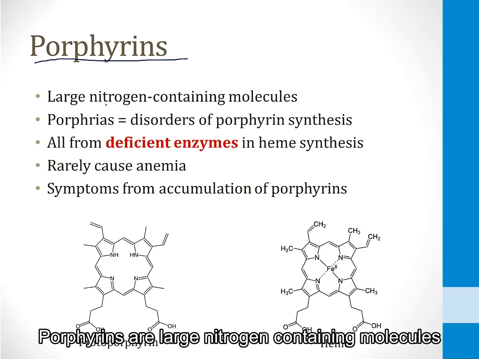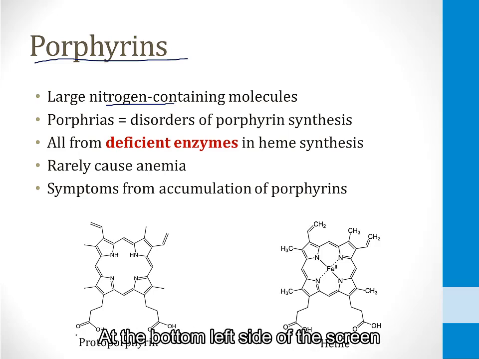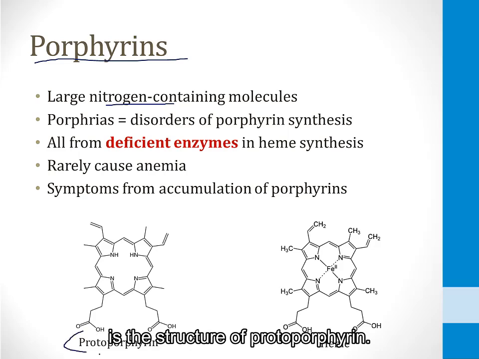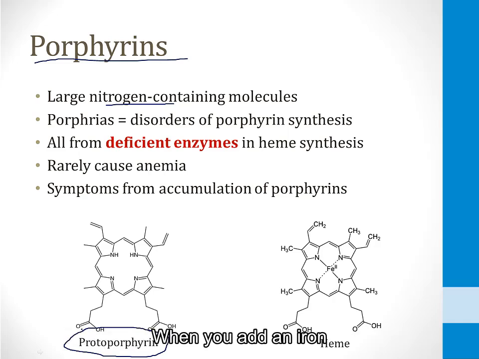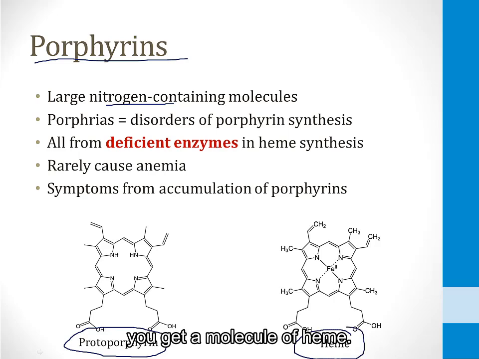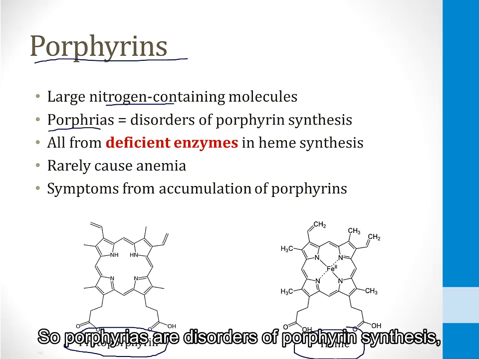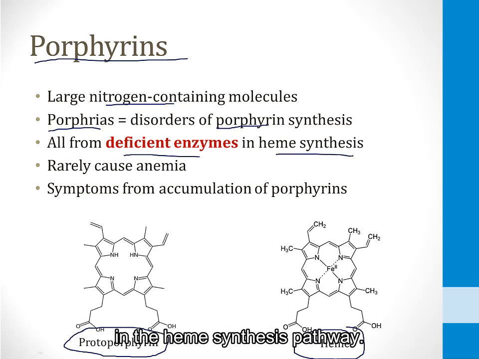Porphyrins are large nitrogen-containing molecules that are important components of heme, which as you may know is an important component of hemoglobin. At the bottom left side of the screen is the structure of protoporphyrin. Protoporphyrin is part of the heme molecule. When you add an iron to the middle of a protoporphyrin molecule, you get a molecule of heme. So porphyrias are disorders of porphyrin synthesis, and they all result from deficient enzymes in the heme synthesis pathway.